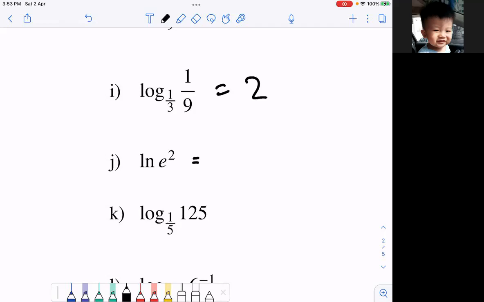I can't calculate five out of seven. Oh yeah, if you type it into the calculator, you can, right? Those base 10, base E questions, you can use the calculator. But for those, can you understand how come I say J is quite doable?